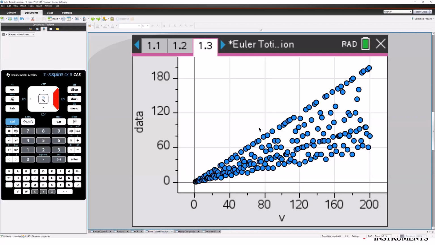So if you hover over one of these numbers, so the Euler Totient value for 89 is 88. The Euler Totient value for 53 is 52. The Euler Totient value for 31 is 30. Hopefully you're already figuring out what these numbers are. The Euler Totient value for 199 is 198.